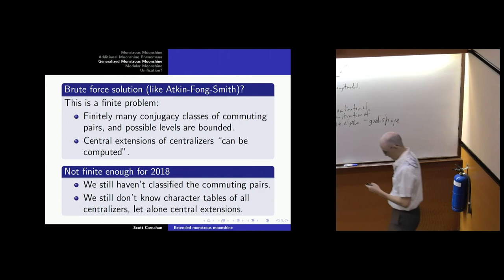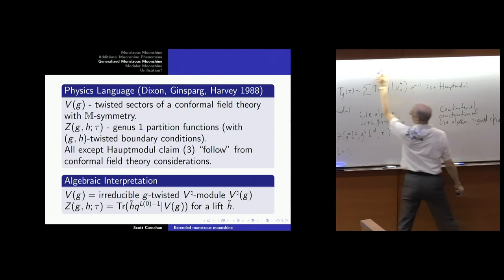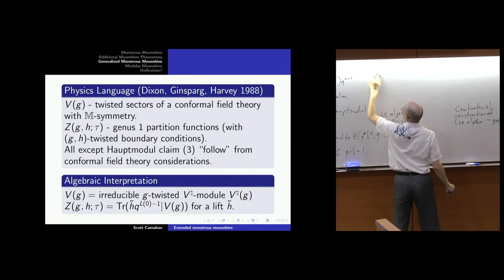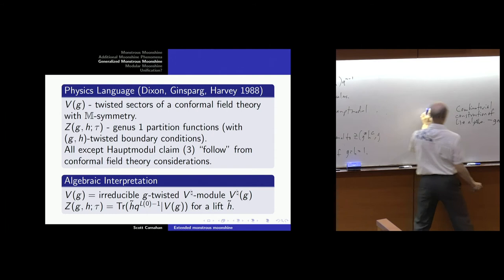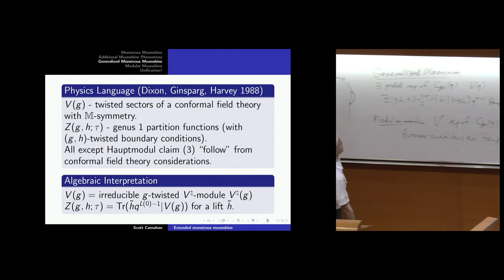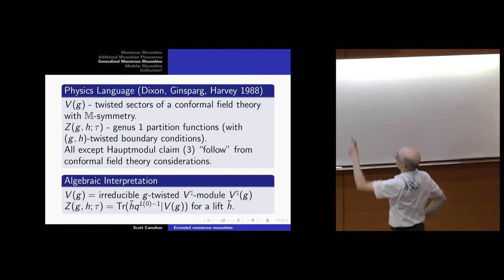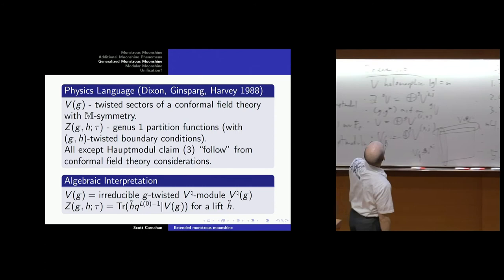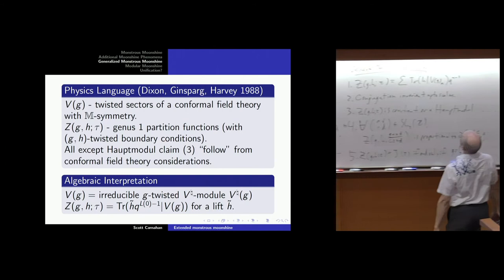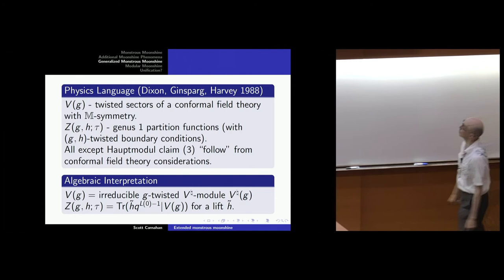So instead, we want to find a meaning. We need an interpretation of these objects. That is to say, we want to know what sort of stuff is this V_G, and what sort of function is this Z. And so physicists came up with an explanation quite quickly, the year after the conjecture was proposed. Some physicists, Dixon, Ginsparg, and Harvey, said this space is a Hilbert space of a twisted sector of a conformal field theory. And the functions are partition functions with twisted boundary conditions. So all of these claims, except for number 3, that is 1, 2, 4, and 5, more or less follow up to physical levels of rigor from conformal field theory reasoning.